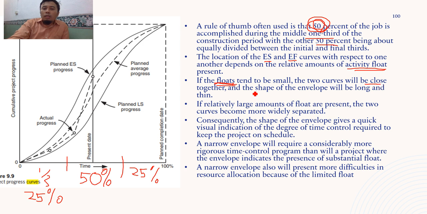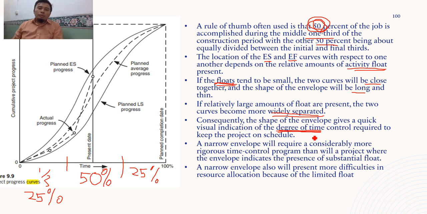And the shape of the envelope will be long and thin. If a relatively large amount of float is present, the two curves will become more widely separated. So it depends on your activity flow. Consequently, the shape of the envelope gives a quick visual indication of the degree of time control required to keep the project on schedule. So it gives you some sort of gauge.